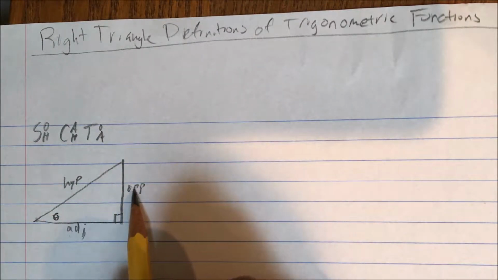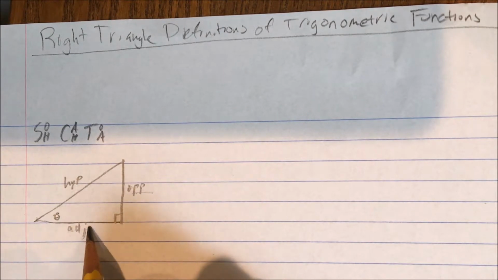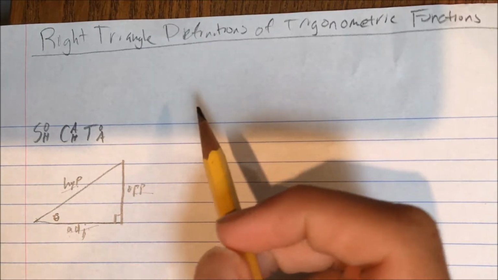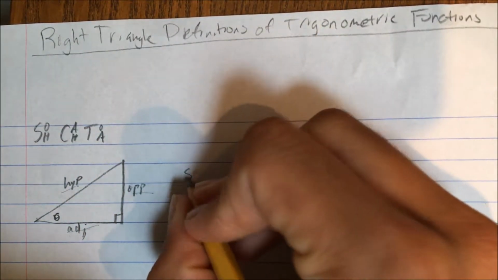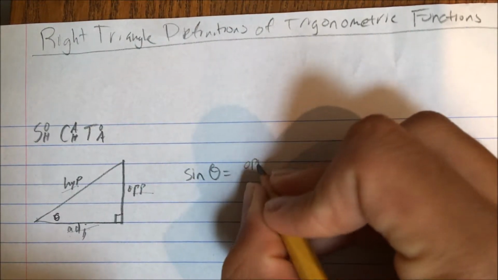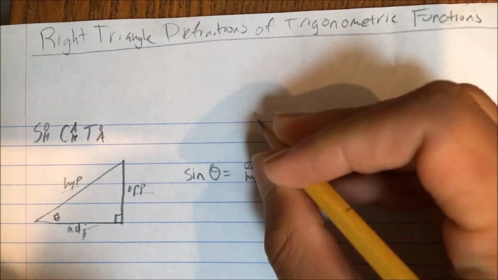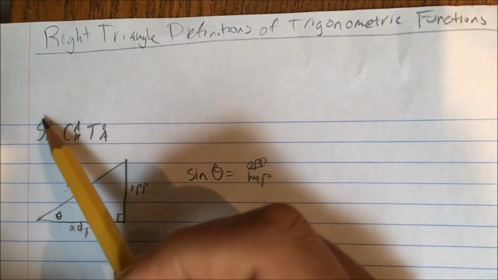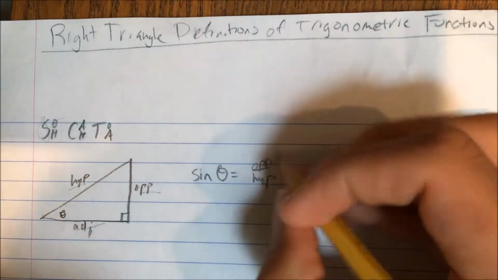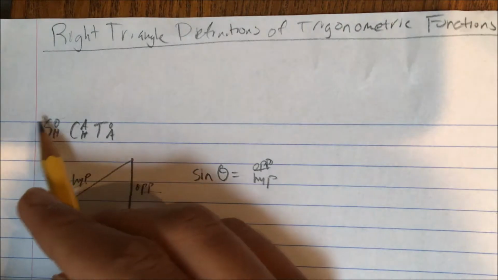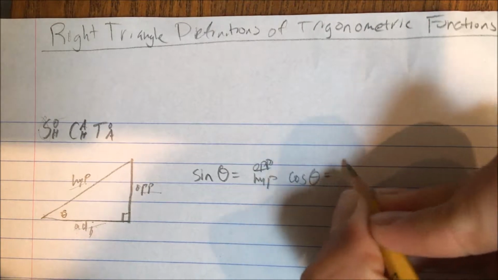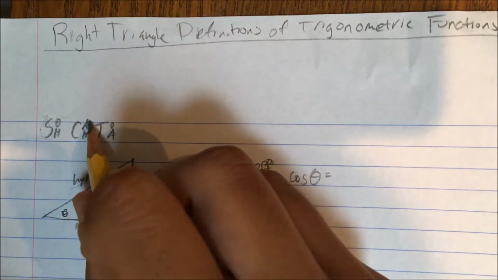This is the side opposite to it, so we'll call it opposite. This is the side adjacent to it, so we'll call it adjacent. And this is the hypotenuse. So sine theta equals opposite over hypotenuse. And we can see that's in keeping with this first part of the memory trick: sine equals opposite over hypotenuse. Next definition is cosine theta equals adjacent over hypotenuse.